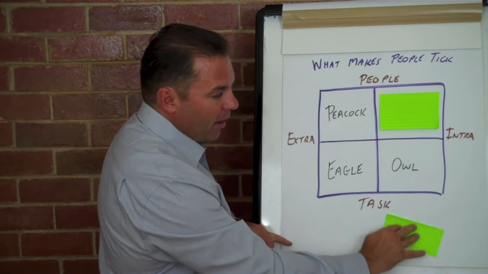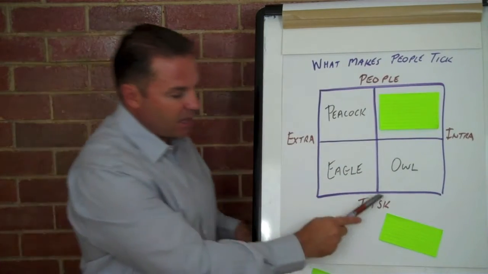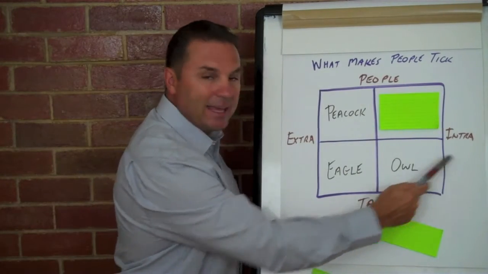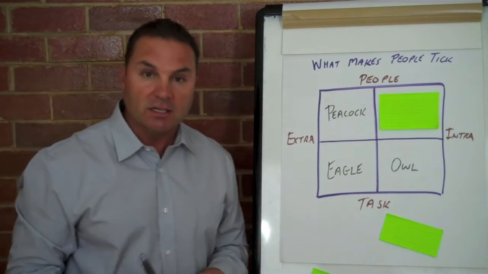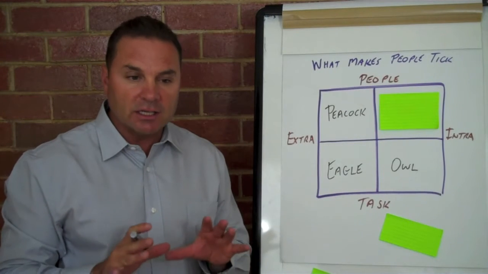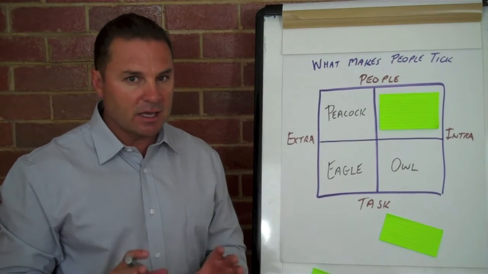Next we have our owls. Now our owls are our task-focused people, but they're introverted, so they're quite quiet. If you think about an owl in nature, it's sitting there observing, taking everything in.